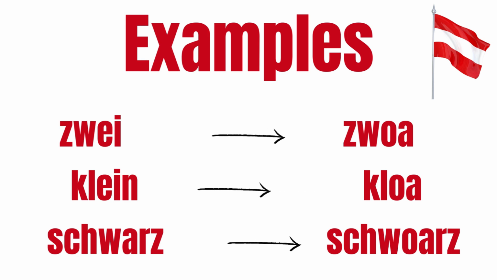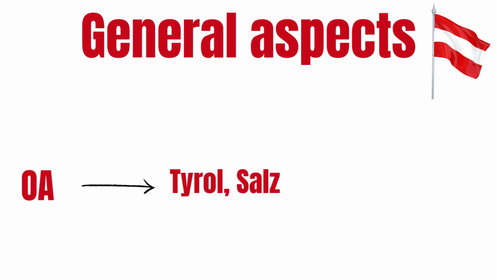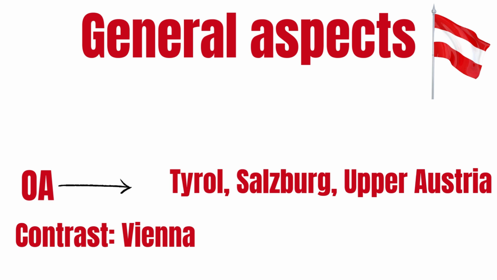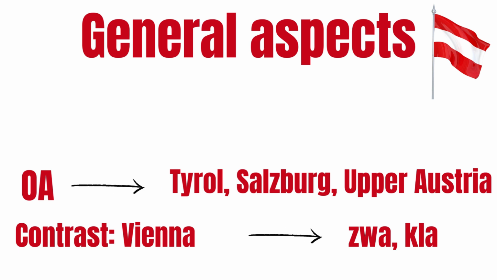In general, this isn't just a random change, it is a deeply rooted part of Austrian dialects, especially in the regions Tyrol, Salzburg and Upper Austria. In contrast, dialects around Vienna prefer a longer A sound, such as zwar oder klar.